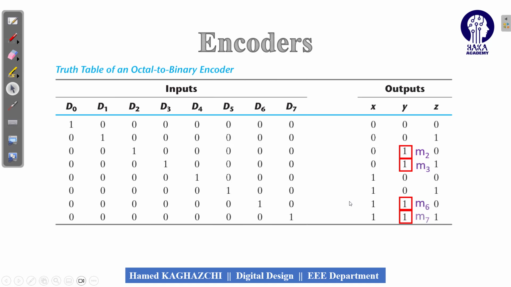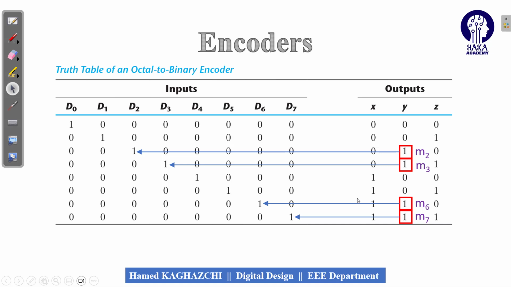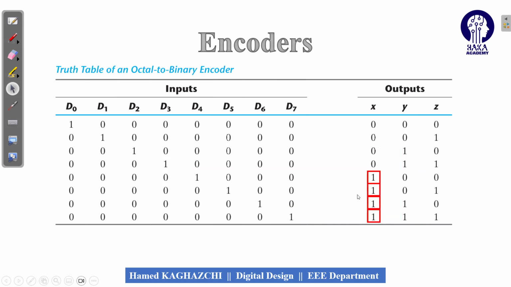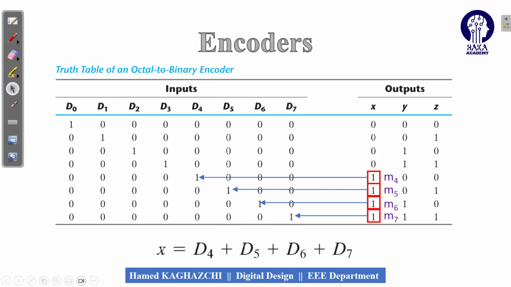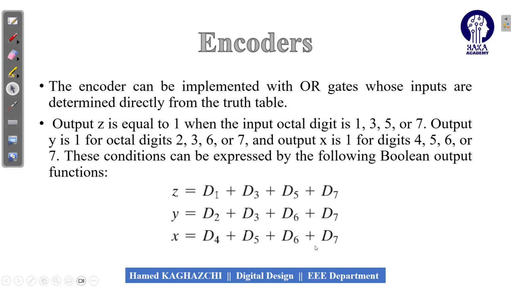M2, M3, M6, M7. Again, if you look at here, D2 is 1, D3 is 1, D6 and D7 are 1. So I can write D2 or D3 or D6 or D7. Same thing happens for X in the case of M4, M5, M6, and M7. We can see that D4, D5, D6, and D7 are 1. The rest are equal to 0. It means that X is equal to D4 or D5 or D6 or D7.